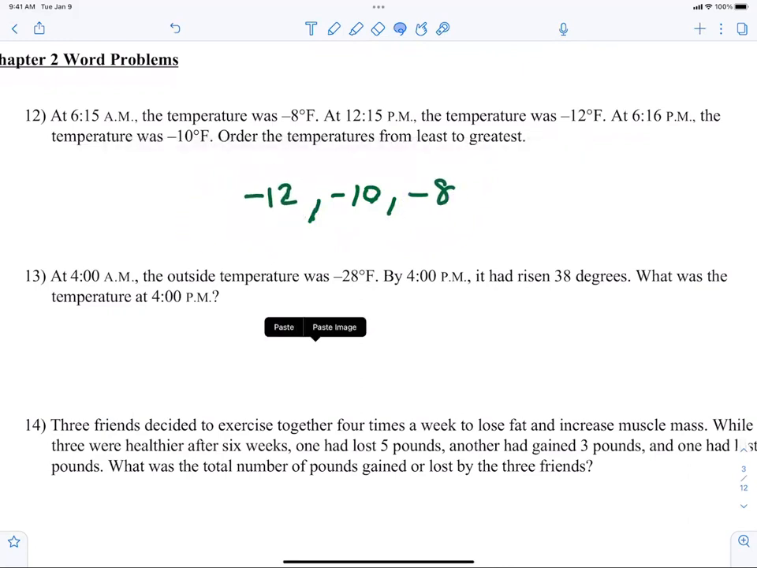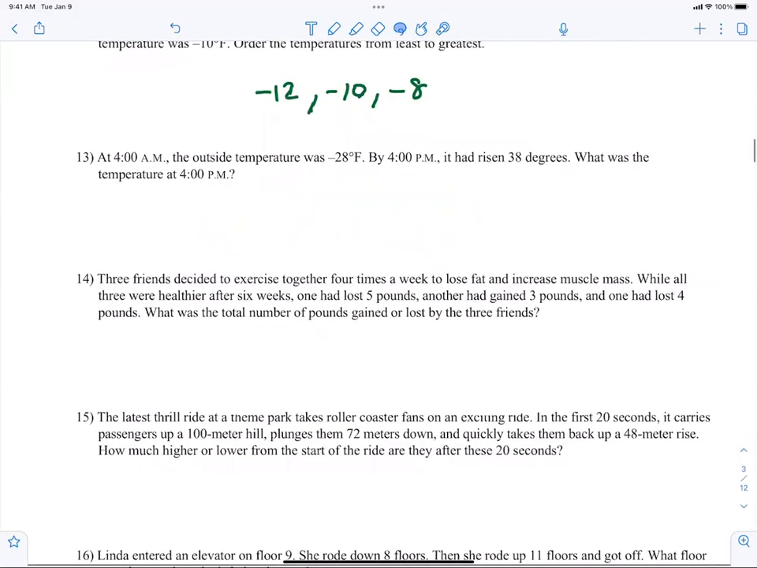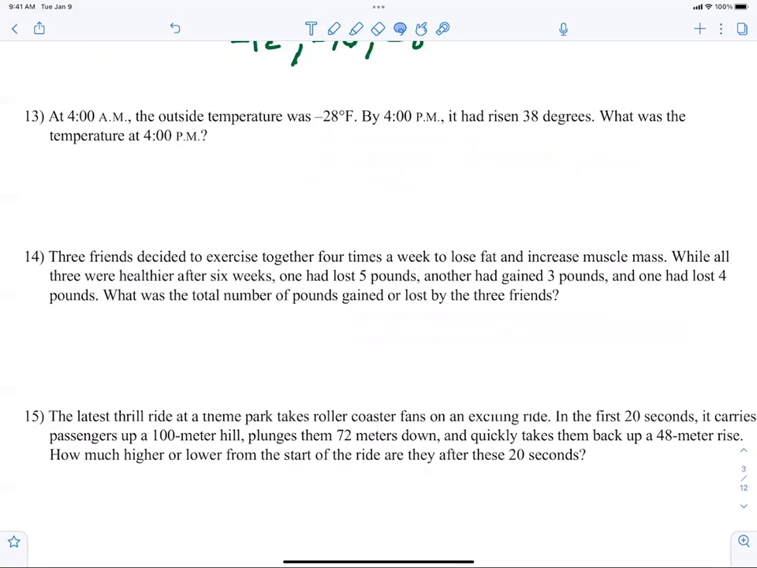All right, thank you. All right, next, 13. At 4 a.m., the outside temperature was -2 Fahrenheit. By 4 p.m., it had risen to -8. What was the temperature at 4 p.m.? Oh, yeah, 4 p.m., 10 degrees. Thank you very much. So we're going to do 10 degrees Fahrenheit. Very good. Thank you. Next.